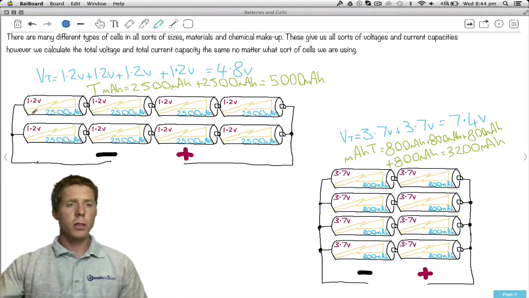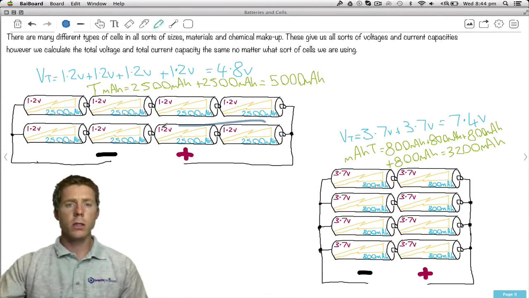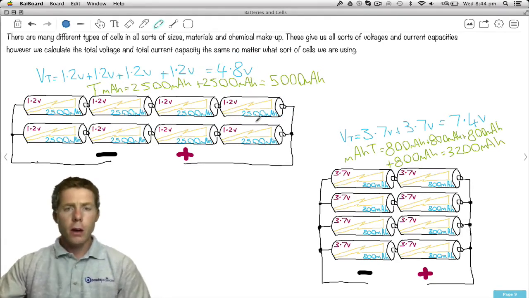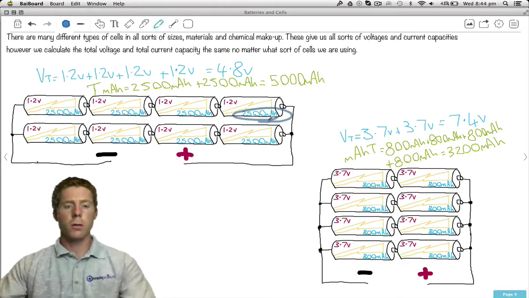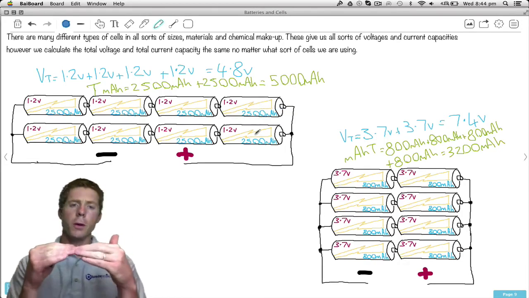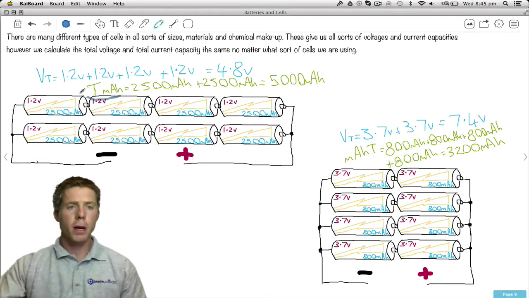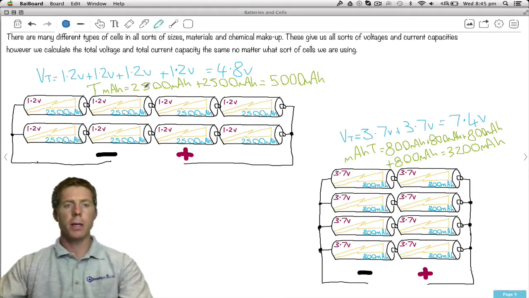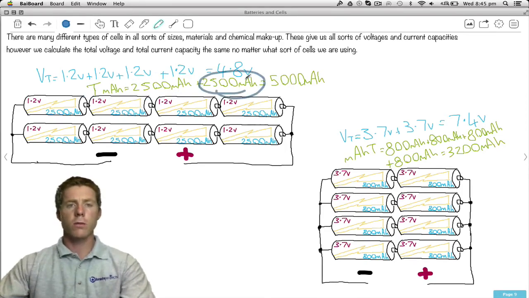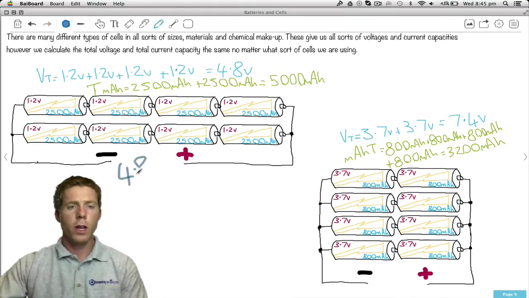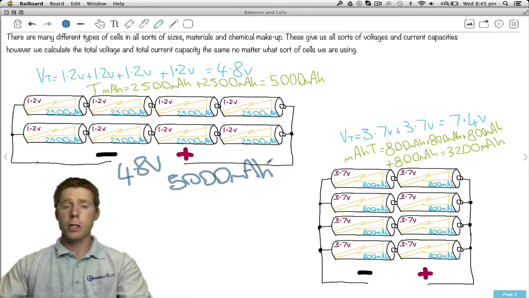So if we have a look at these ones, if we get 4 of them connected in series, it means we go 1.2 plus 1.2 plus 1.2 plus 1.2 is 4.8 volts. The current capacity of each cell is 2500 milliamps. So we've copied it and we've pasted it again, and now we've got 2 of them in parallel. So our total milliamp hour, TMAH, total milliamp hour capacity, is 2500 plus 2500 to give us 5000 mAh. So stamped on this battery pack would be 4.8 volts and 5000 mAh, which is a pretty good battery pack.